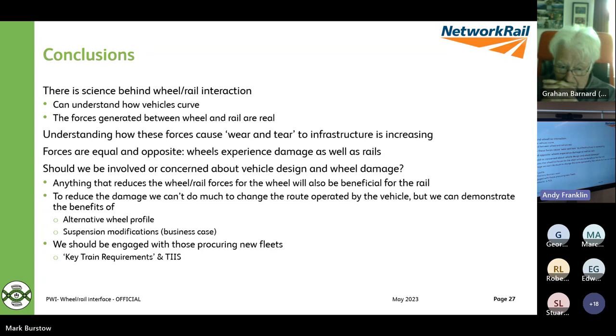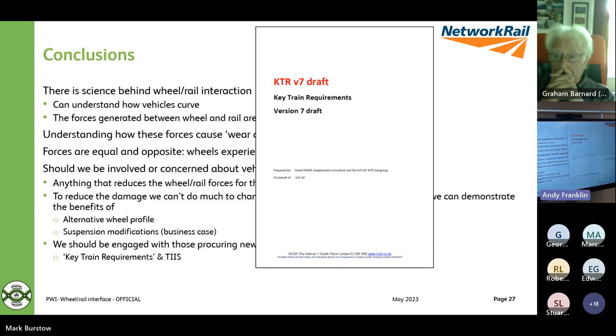So there is a document which was produced by RDG. They call themselves Rail Partners now. I think it still fits in there. And it's called the Key Train Requirements Document. It's basically a guide for train operators who want to procure new vehicles, and it's their best practice guide as to what they should look for. It's now up to version 7.